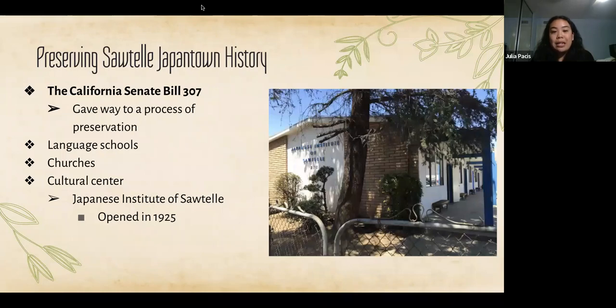So as the Japanese community moves out, it's important to preserve the history of Sawtelle, Japantown. So California Senate Bill 307 gave way to a process of preservation, which allowed language schools, churches, and cultural centers such as the Japanese Institute of Sawtelle to obtain funding and be seen as sites of historical importance.